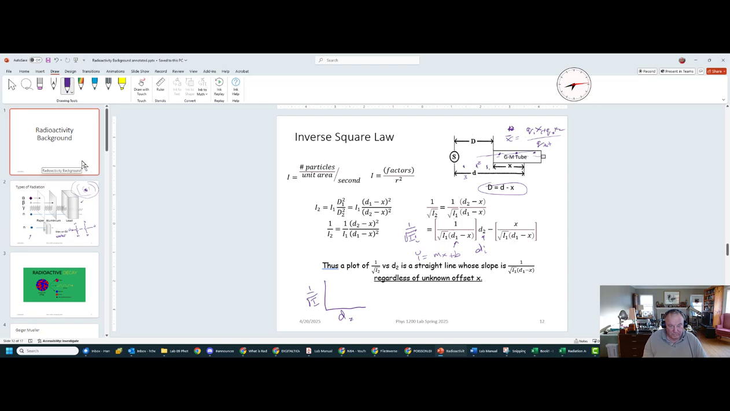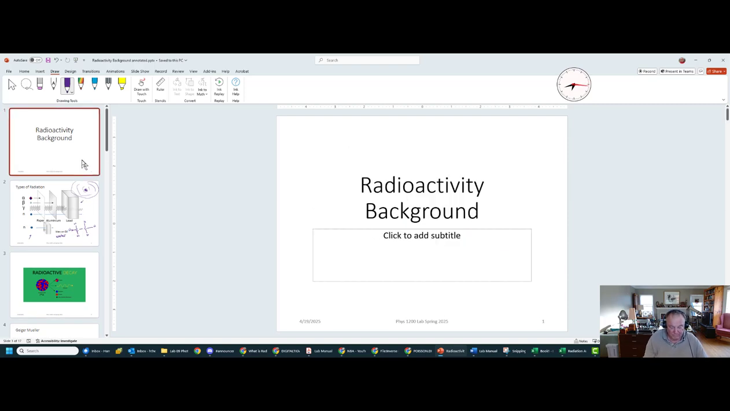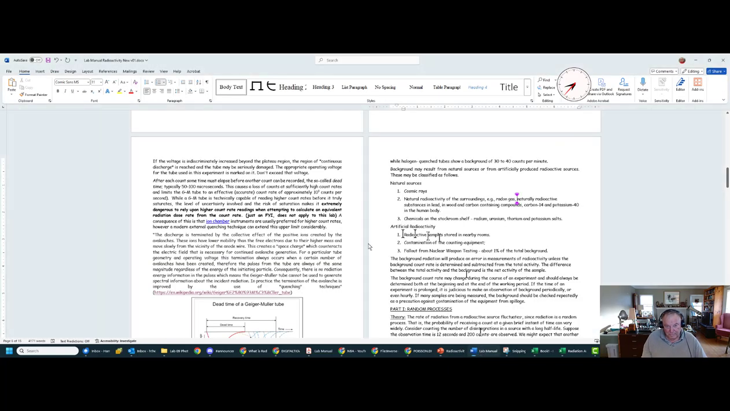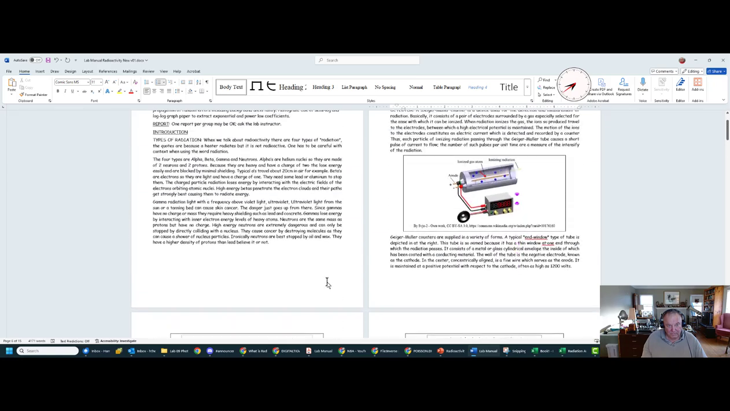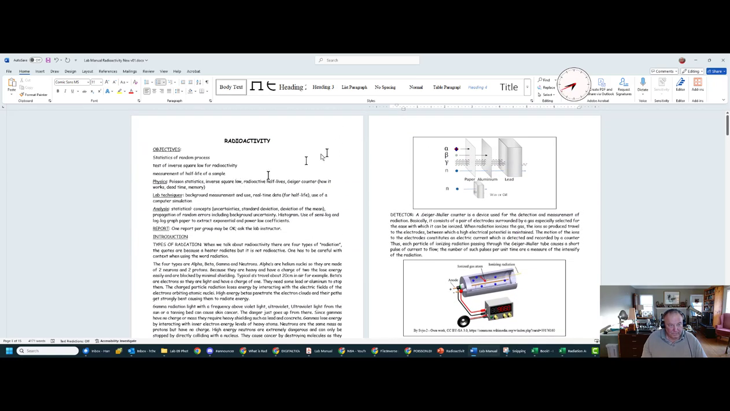Okay, so we're going to learn about radiation types. Oh, I worked so hard on this and I forgot all about objectives. I think I have it here. Let's see.